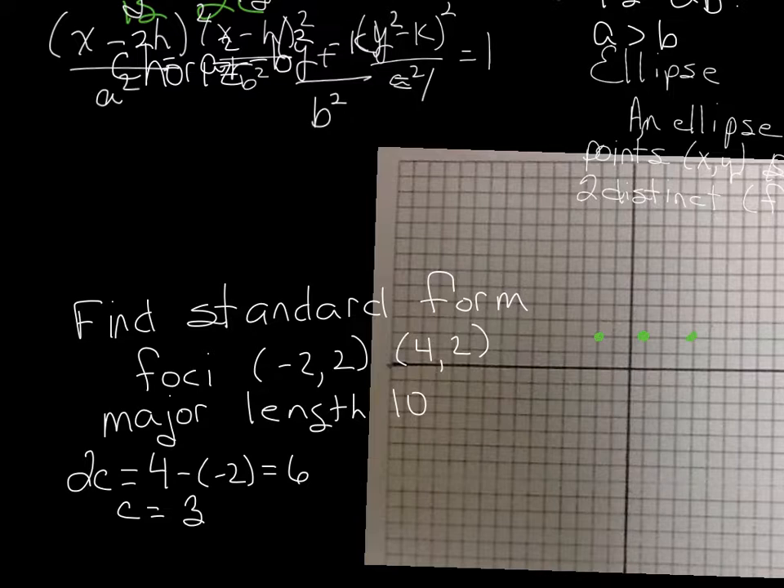Why are we using the x values instead of the y values? Because the y values are the same. For a horizontal major axis, yes, they're always the same. I figured out what c was, then you either add it to the lower x value or subtract it from the higher value. So our center point is the point (1, 2).